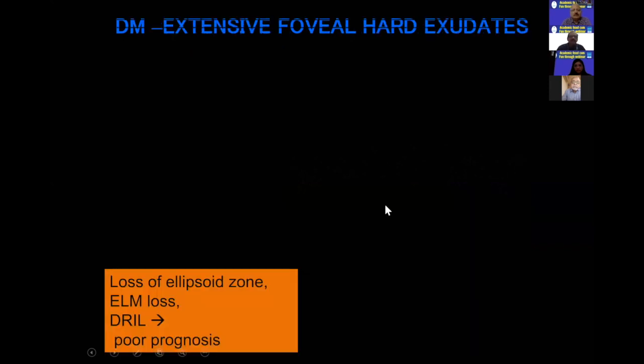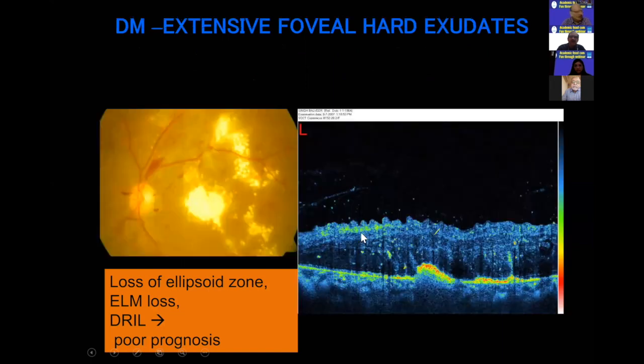This is another patient of extensive hard exudates. You can see extensive disorganization of the inner retinal layer. You can say this is DRIL, and this is loss of ellipsoid zone and external limiting membrane throughout. So even if you treat these patients with whatever modality, there are chances that these patients will not regain any vision because of the loss of these biomarkers, which are very important to understand.